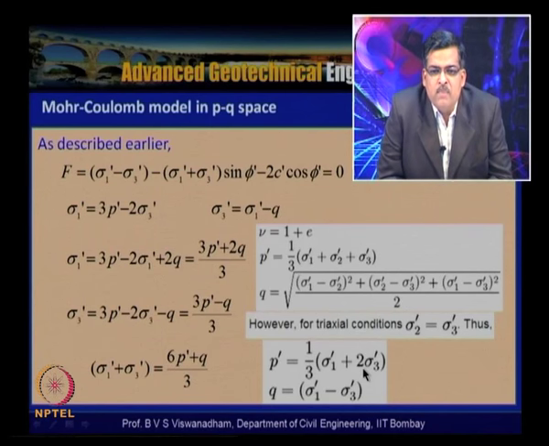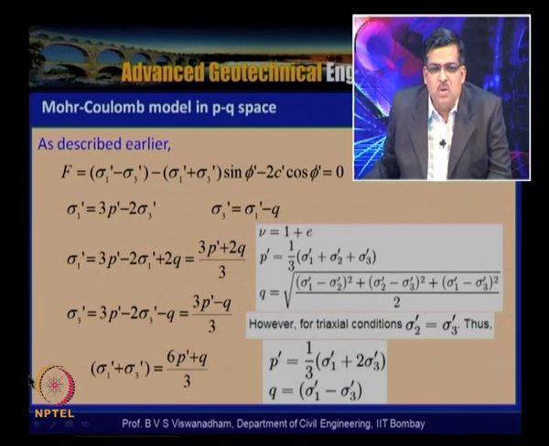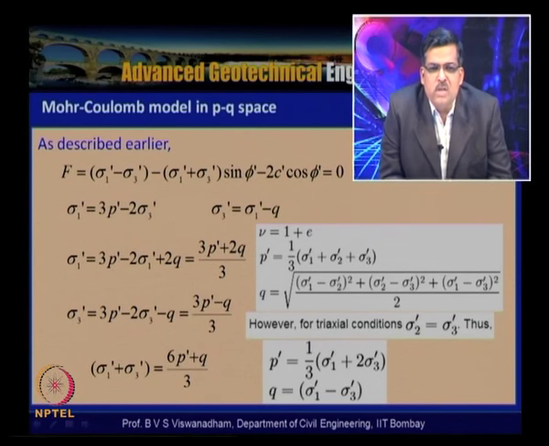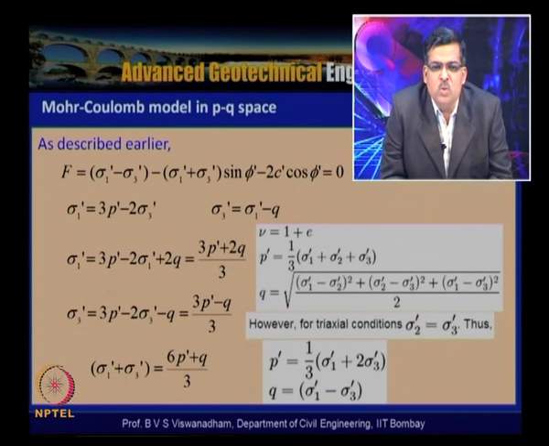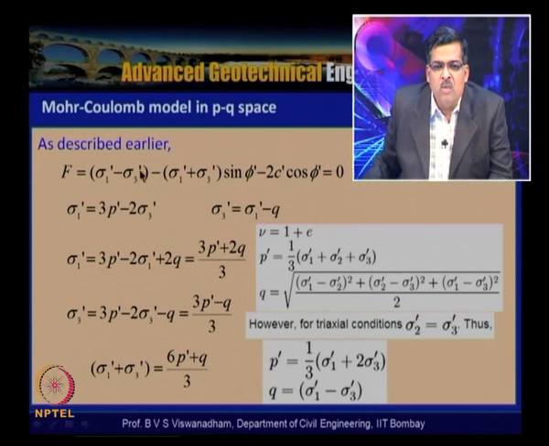Now by substituting these here, we can write sigma 1 dash equal to 3 p dash minus 2 sigma 3 dash. And sigma 3 dash is equal to sigma 1 dash minus q, since q equals sigma 1 dash minus sigma 3 dash. So by using these values, sigma 1 dash equal to 3 p dash minus 2 sigma 3 dash and sigma 3 dash equal to sigma 1 dash minus q, and substituting in this particular equation, we get the following.